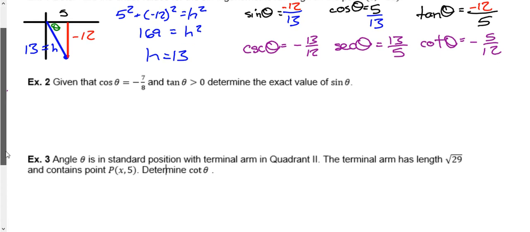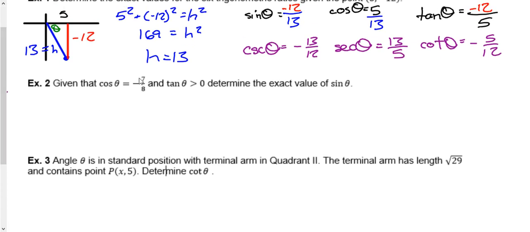In example 2, we're given that cos theta equals negative 7/8 and tangent has to be greater than 0. Determine the exact value of sine. So we're looking on our quadrants for where this would exist, somewhere where cos is negative and tangent is positive. So let's double check our CAST rule real quick.